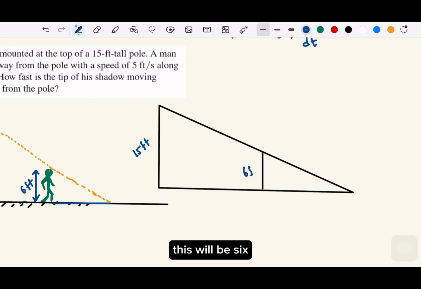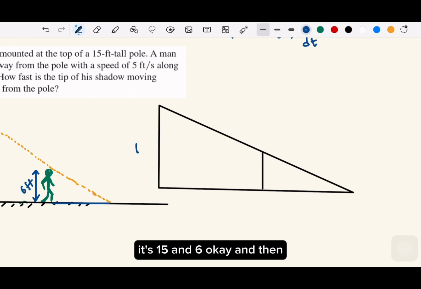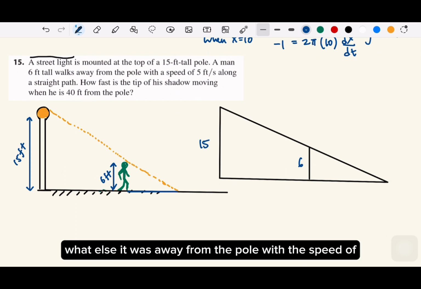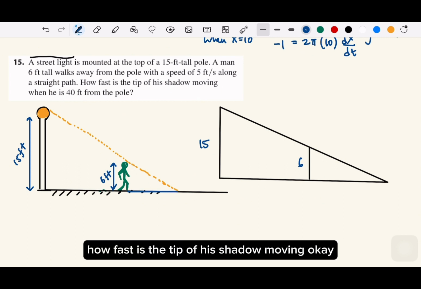This will be 6. Or maybe let me just write the number. Okay, this 15 and 6. Okay, and then what else? It walks away from the pole with the speed of something, a long straight path. How fast is the tip of his shadow moving?